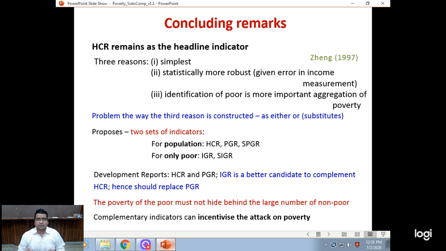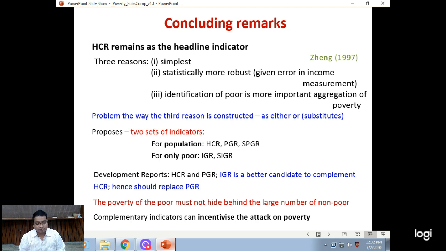And people talk about HCR when they talk about identifying the poor. Who is poor, that becomes more important. But I think the third reason mentioned here, that identification of the poor is more important than aggregation of poverty, is again a misplaced thing, because both can be done. It is not that you have to do this or that.